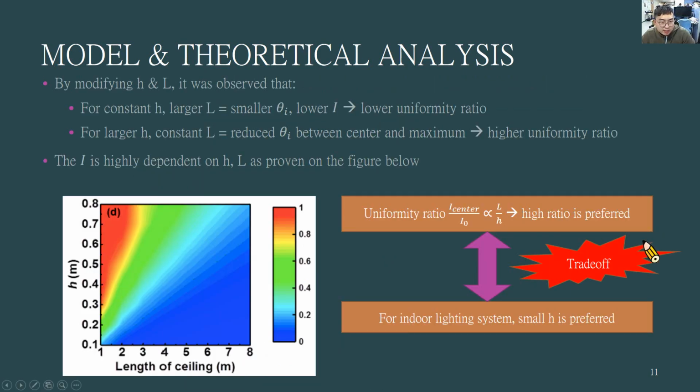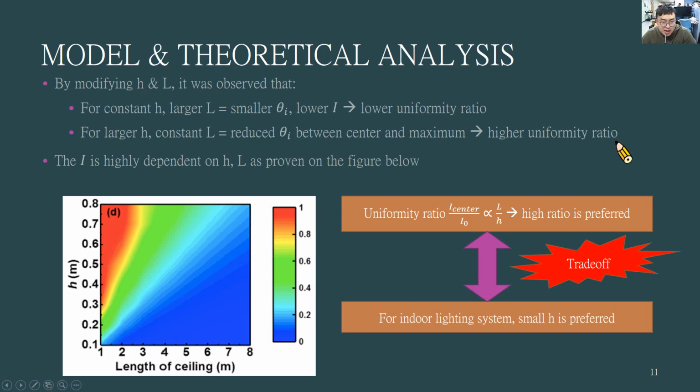So what do we get from the graphs? By modifying H and L values, we can see that for constant H and larger L, we get a smaller theta I value and lower illumination, resulting in a lower uniformity ratio. And for larger H and constant L, we get a reduced theta I value between the center and the maximum, so we can get a higher uniformity ratio.